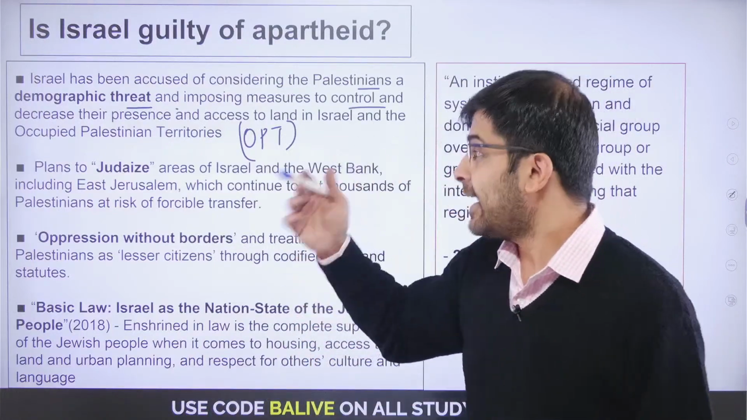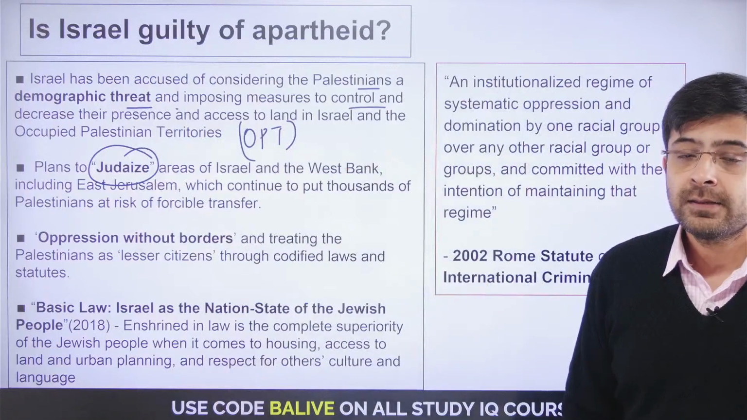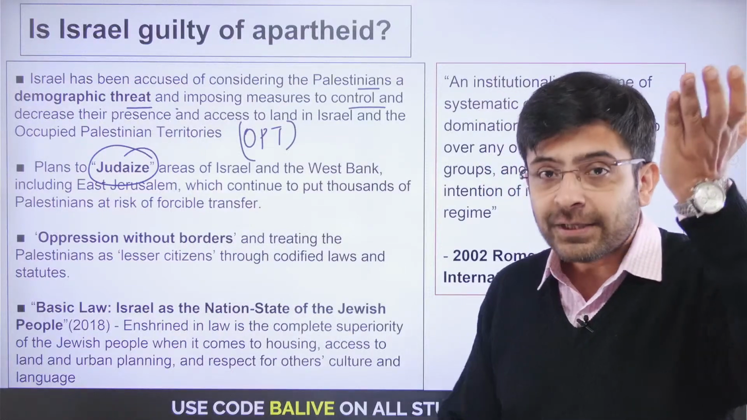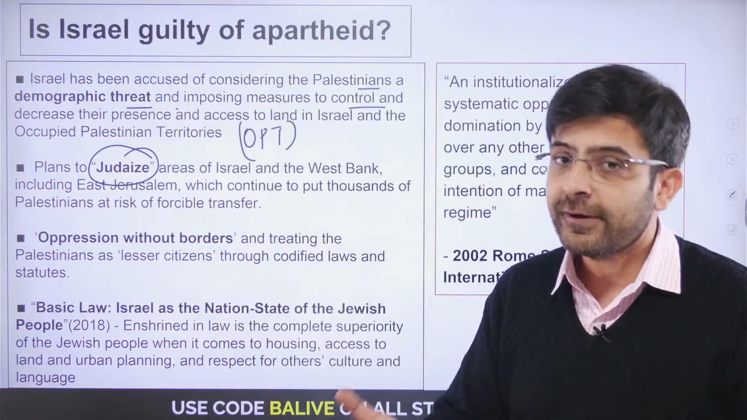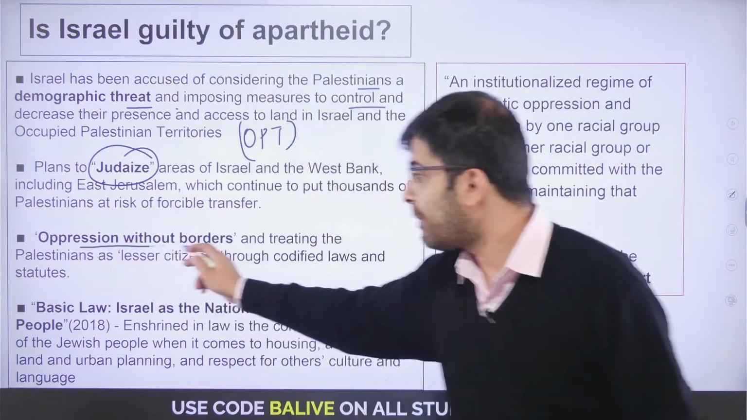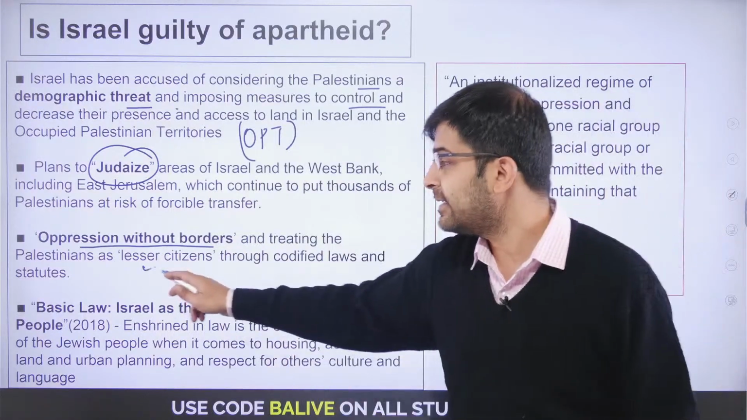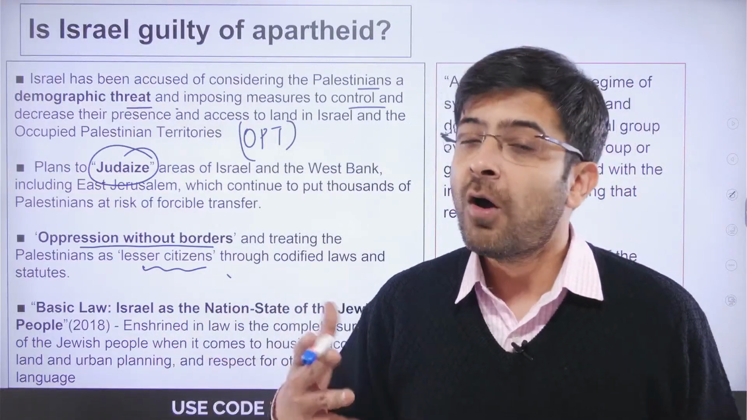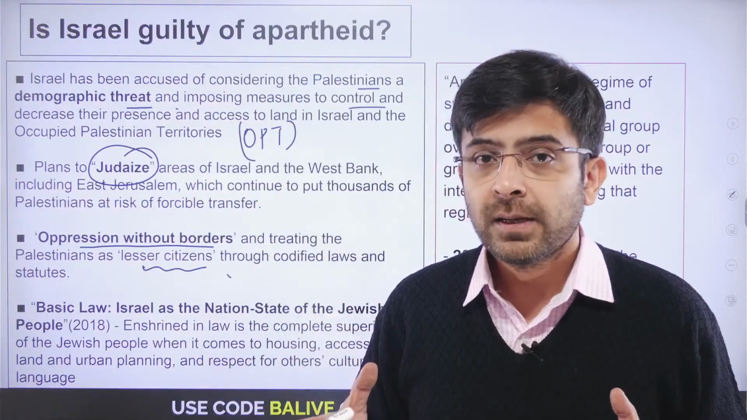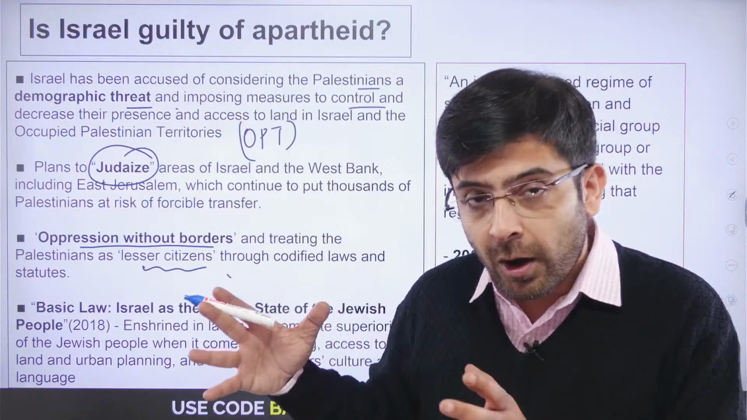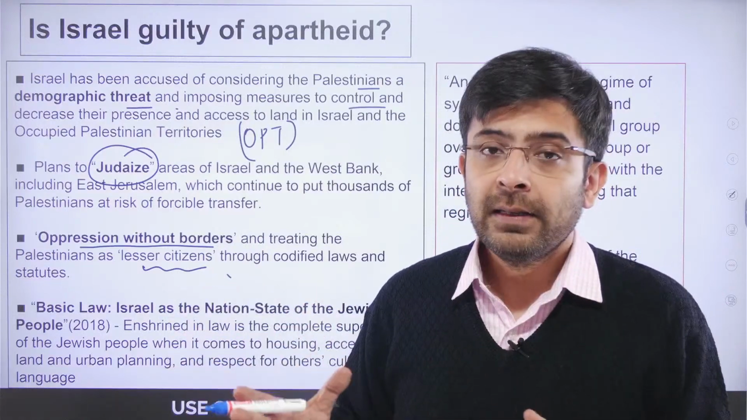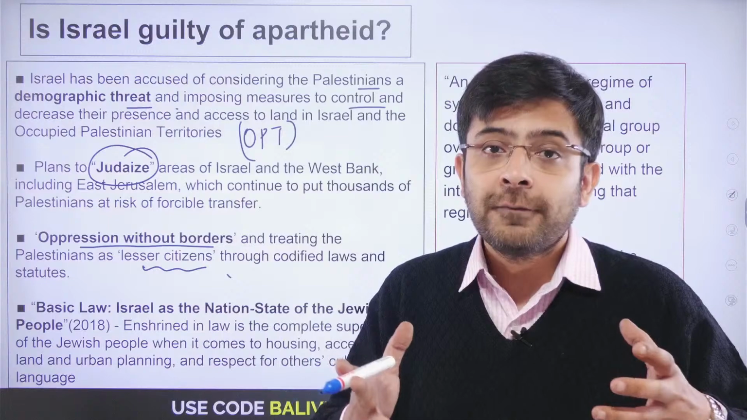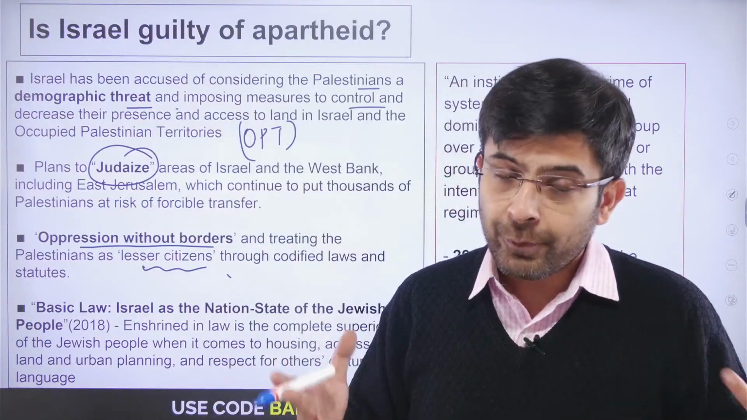Israel is accused of planning to Judaize areas of Israel, which means reducing the number of Arab Palestinians and increasing the number of Jews. Essentially, this is how you Judaize an area: change the demography of that particular area. It is also accused of oppression without borders and treating Palestinians as lesser citizens. You have checkpoints, your right to movement is constrained, your right to speech, all of the fundamental rights that you and I know of. In most cases, the Palestinians living in the occupied Palestinian territory do not have access to most fundamental rights. Now, is that a necessity or is that a product of the years of conflict that has followed? That is again important for us to gauge.